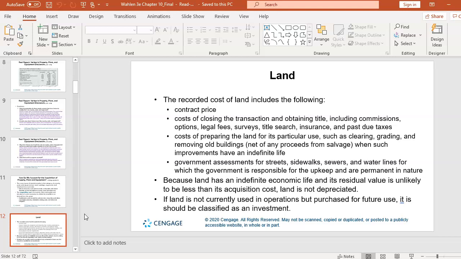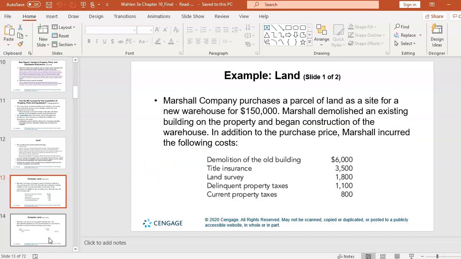One thing about land is it's the only asset that we do not depreciate. We depreciate every other asset. We do depreciate things like land improvements, like a parking lot and landscaping, because those things don't last forever. At some point, they need repair and replacement and so on. So land is the only one that does not depreciate, but there's a whole lot of things that go into the cost of land. So just make sure you look at those. You guys can look at those right from your chapter two.